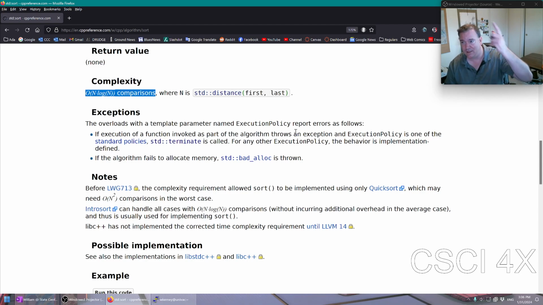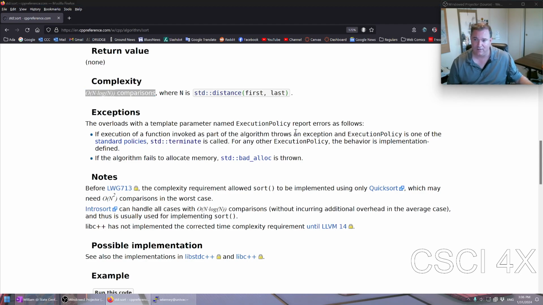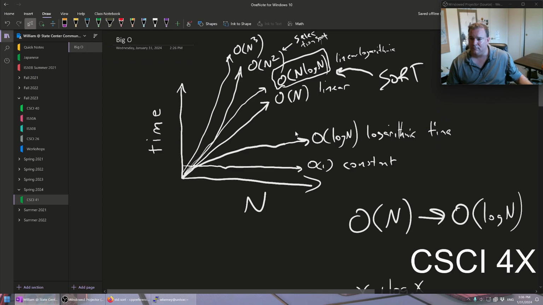This is incredibly important vocab for you guys to know. So if you have 1 million people in your vector, how many operations does it take to sort it, roughly? You have a vector of size 1 million. You have 1 million names in your phone book. How many operations does it take to sort 1 million names? What do you guys think? 20?